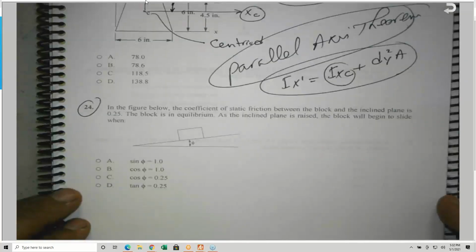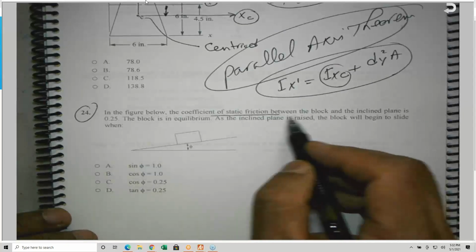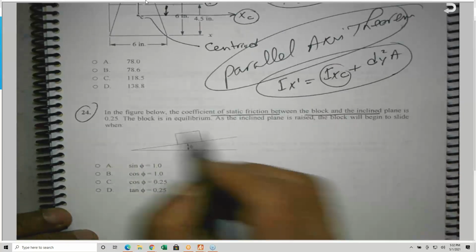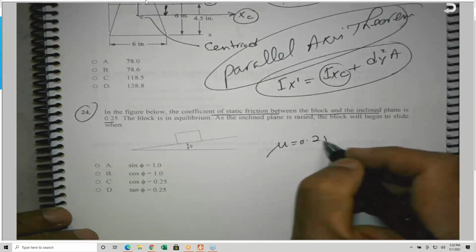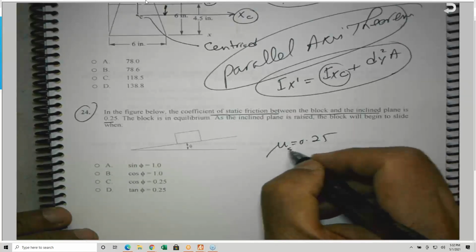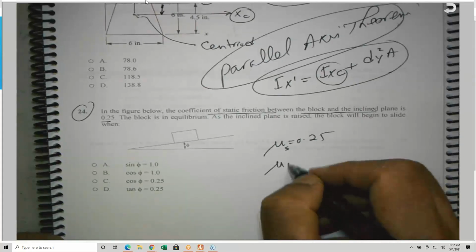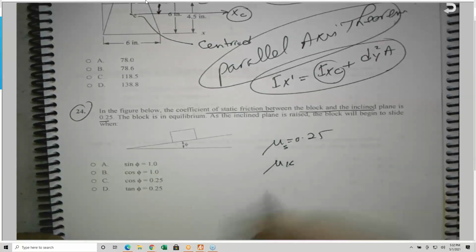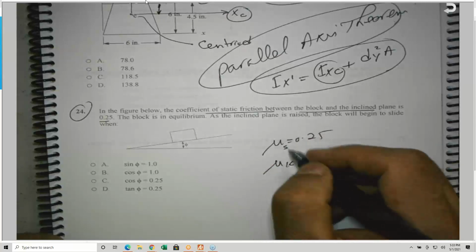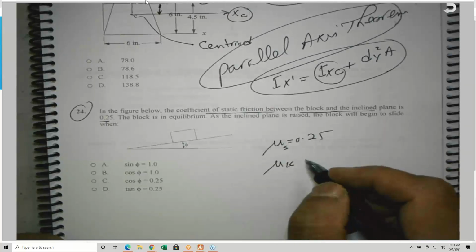Problem number 24, for example: in the figure below, the coefficient of static friction between the block and the inclined plane is given. So mu sub s is equal to 0.25. And mu sub s, by the way, because with the coefficient of friction, there are two of them, mu sub k and mu sub s. Mu sub s is larger than mu sub k, by the way. This is called the static coefficient of friction, and k is called the kinetic coefficient of friction. They give you the static coefficient of friction.